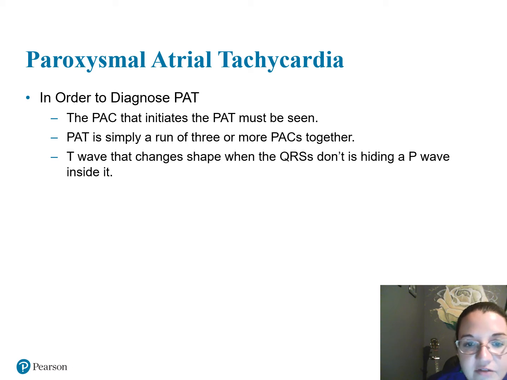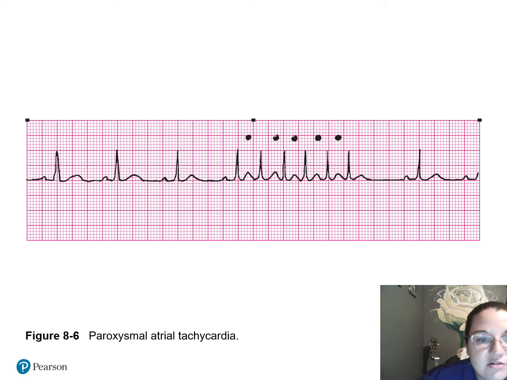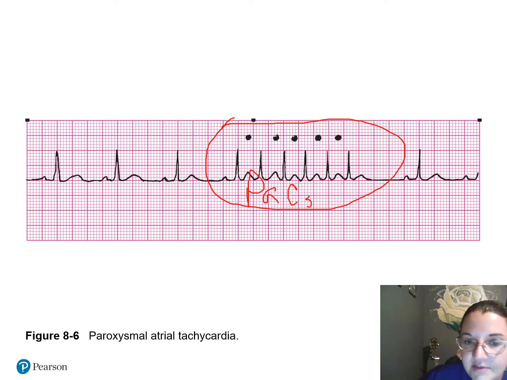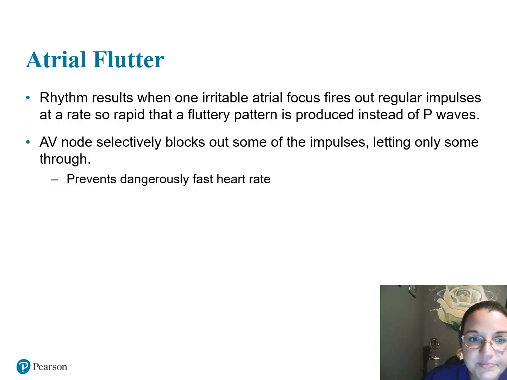The PAT is simply a run of 3 or more PACs, and a T wave that changes shape when the QRSs don't is usually hiding a P wave inside of it. So you'll notice we have your rhythm here, and it's interrupted by a whole bunch of premature beats, PACs. And these are conducted because we can see the QRS. If we did not see the QRS, then it would be a non-conducted PAC, meaning it did not get through.